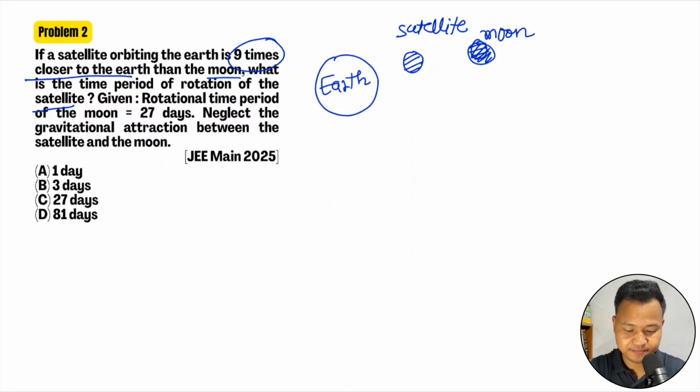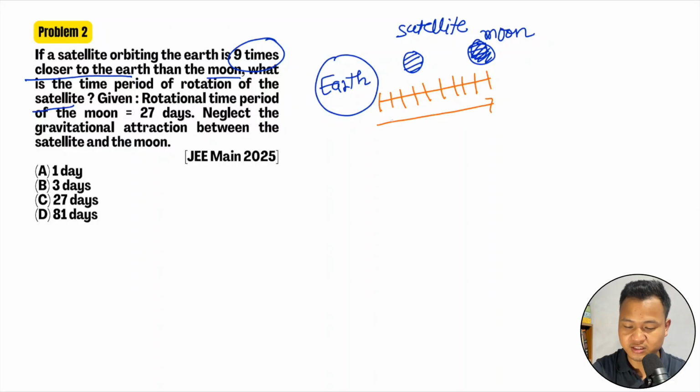So here the satellite is 9 times closer. Suppose this is the moon to Earth distance. If I say 1 2 3 4 5 6 7 8 9, then at this value, the total is 9 units and each unit is R. So this is R by 9. So this is the distance of the satellite from the Earth. The satellite is at R by 9, and the moon is at 9R.